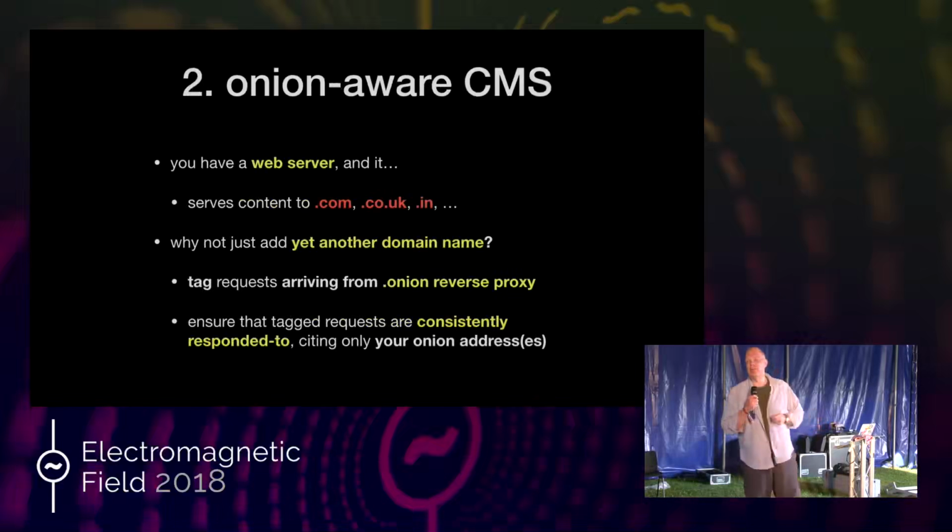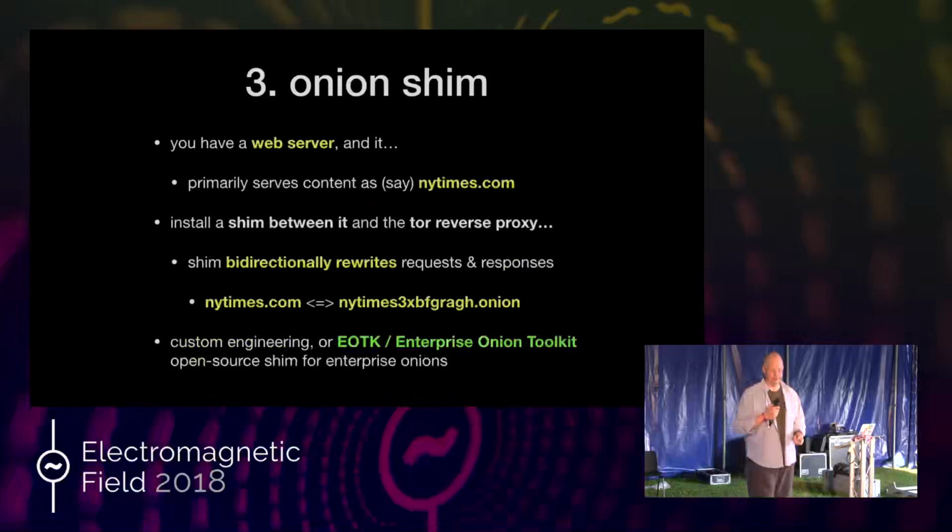Or alternately, you could have an onion-aware CMS. Many CMSs understand that I am simultaneously foo.com, foo.co.uk, foo.co.jp, and foo.fr, and return content that's pertinent for each of those top-level domains. With .onion, you would just add an extra one into the mix and treat and respond to it in a consistent fashion. Or you implement an onion shim.